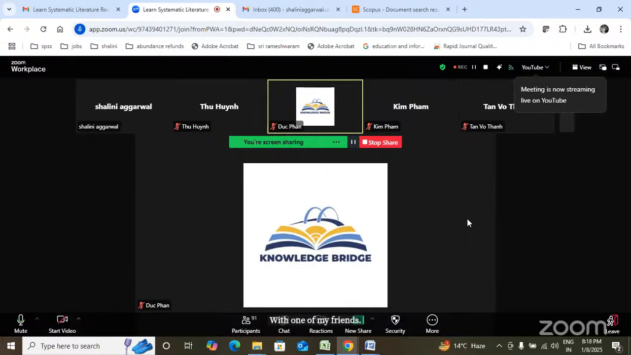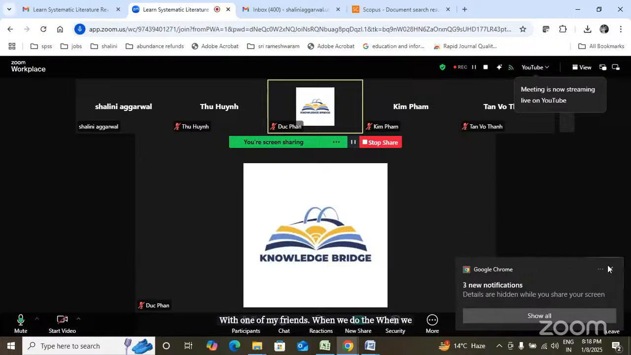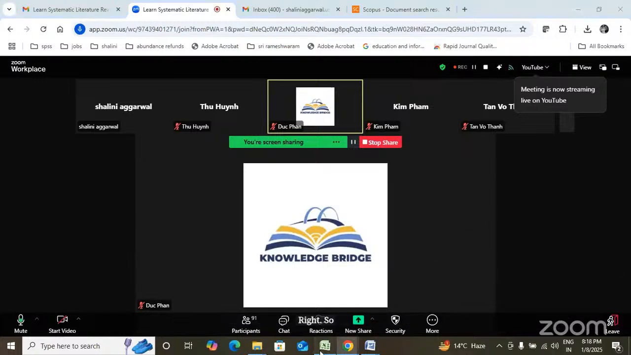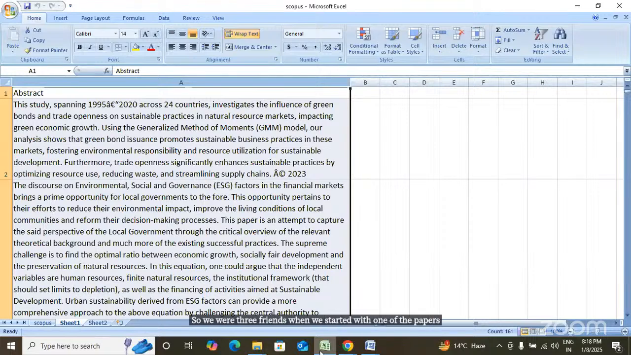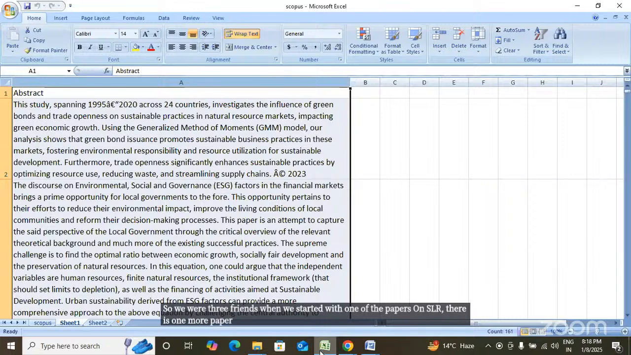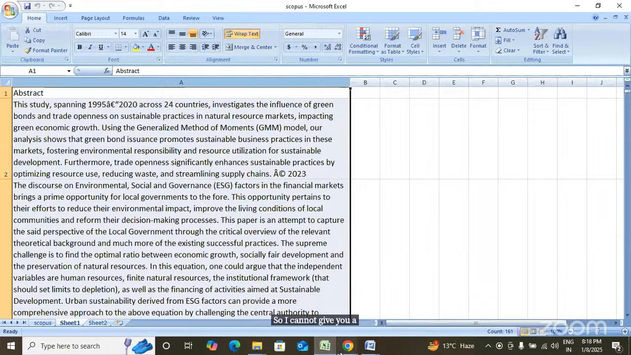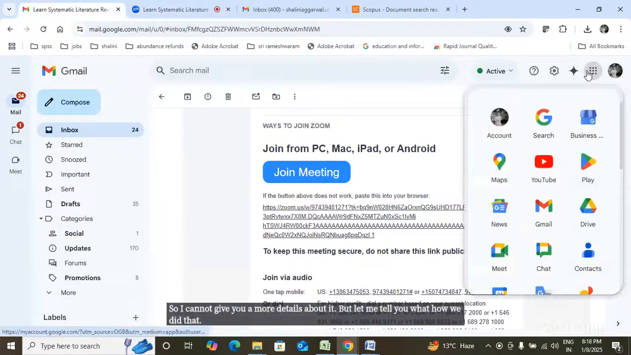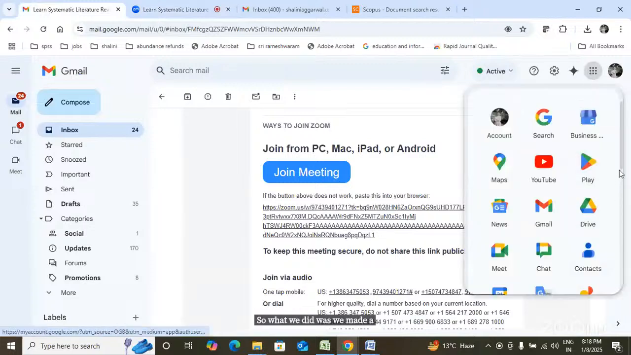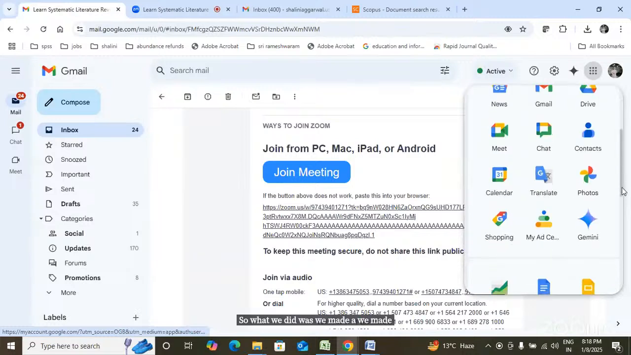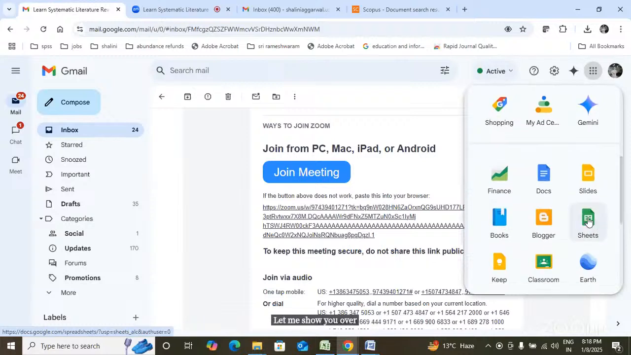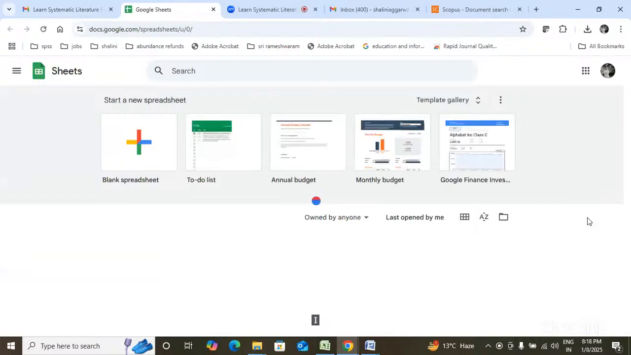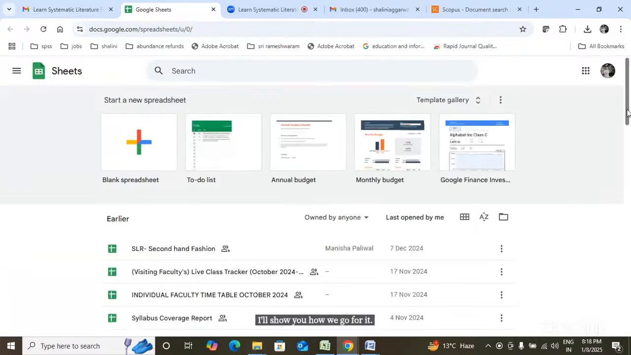When we were doing the paper, we were three friends who started with one of the papers on SLR. There is one more paper that has not been published and is under review, so I cannot give you more details about it, but let me tell you how we did that. We made a Google sheet. Let me open my Google sheet over here and show you how we went for it.